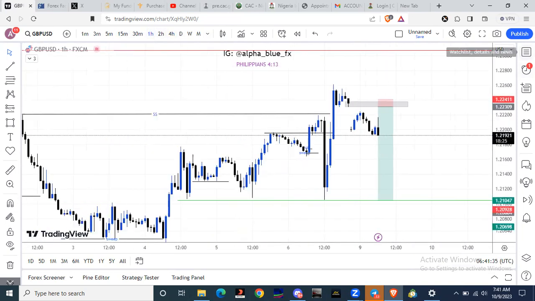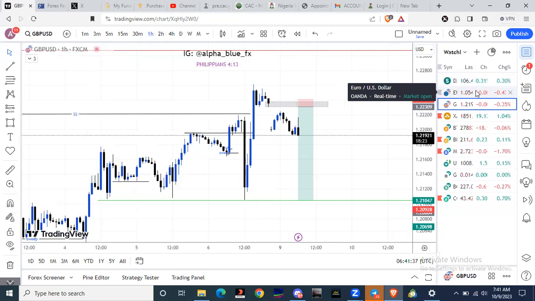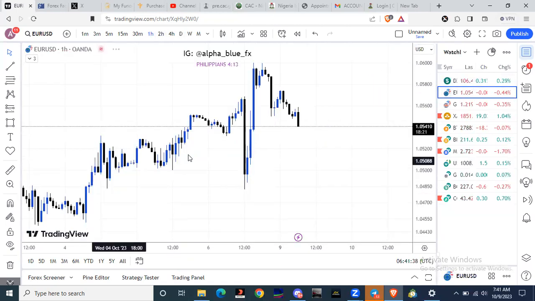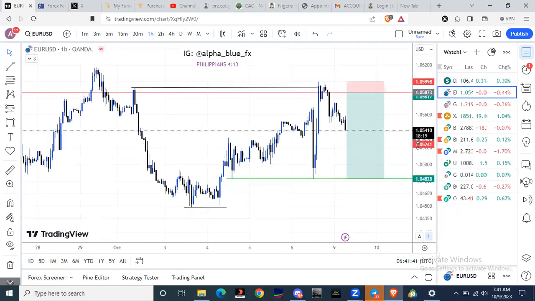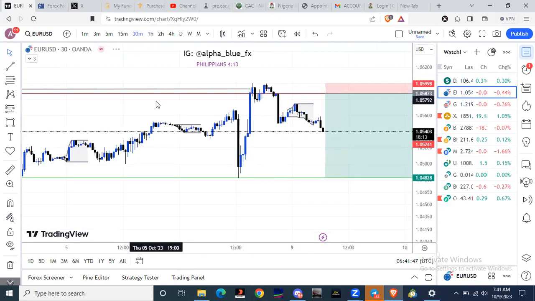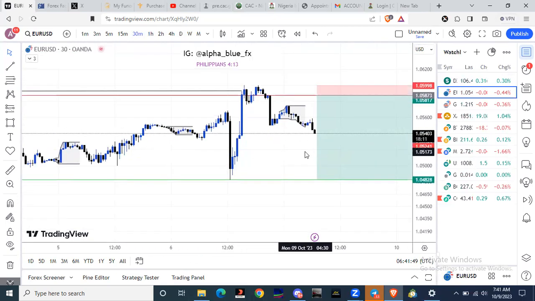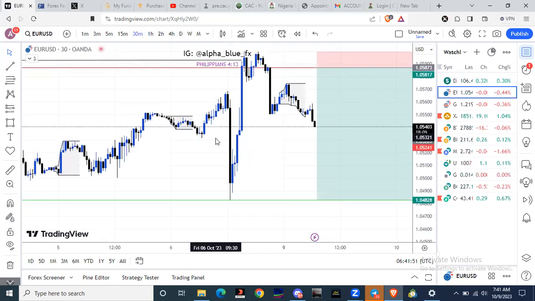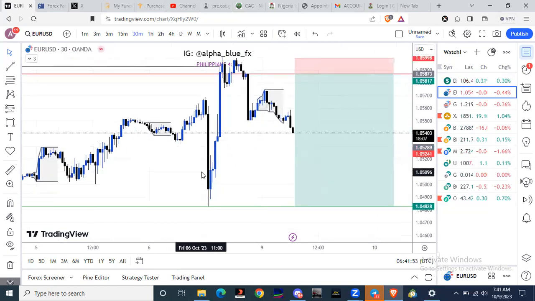So we'll go to Euro USD. You find out that it's similar stuff on Euro USD. Euro USD is already selling hard. So we're just going to watch the market and see what it does. So this is basically the idea this morning.